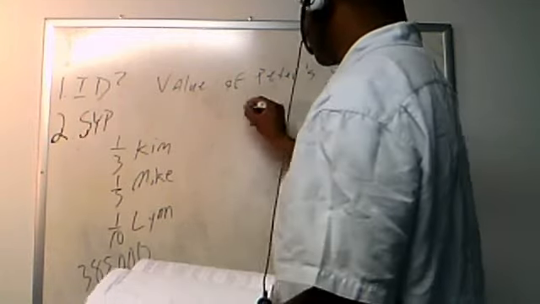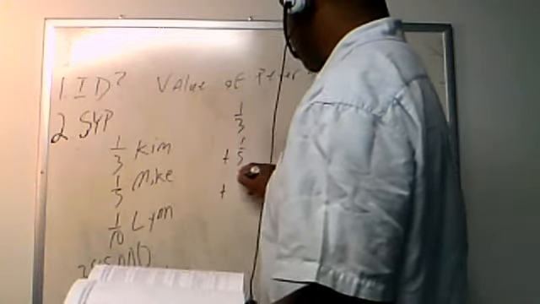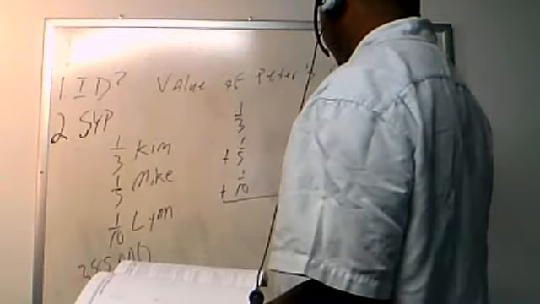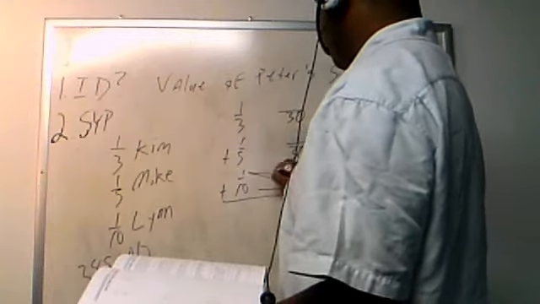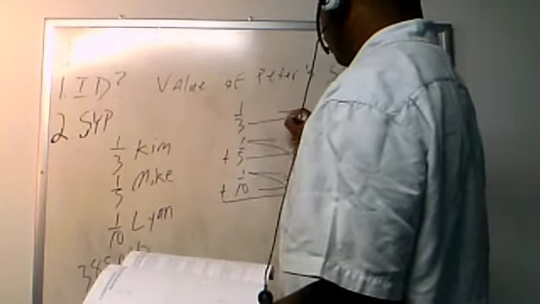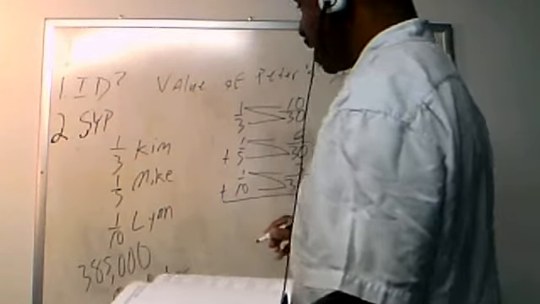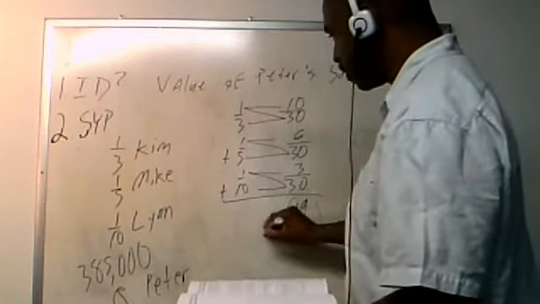So now what it allows us to do is to take 1/3 plus 1/5 plus 1/10. The LCD there is going to be 30. 10 goes into 30 3 times. 3 times 1 is 3. 5 goes into 30 6 times. 6 times 1 is 6. 3 goes into 30 10 times. 10 times 1 is 10. 10 plus 6 is 16, plus 3 is 19/30. So 19/30 of the company is owned by these three.